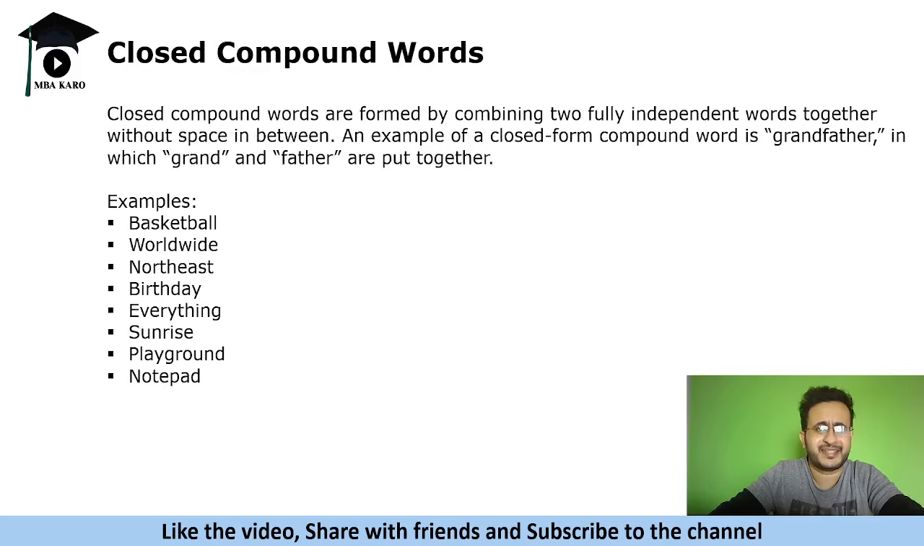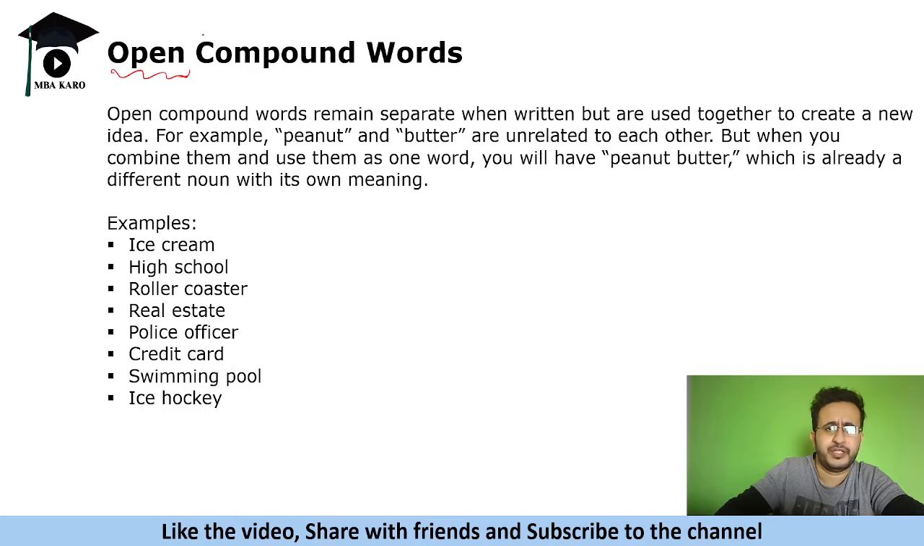All right. Next is closed compound words, the type which was asked in the examination also. Now, closed compound words are formed by combining two words without space. So, open is with space. In this, you have space in between them, but the word is single. Like for example, ice cream is a single word. Actually, these are two different words, but when you say ice cream, it has a different meaning. Okay, when you say police officer, it denotes a single person, but these words are compound words.